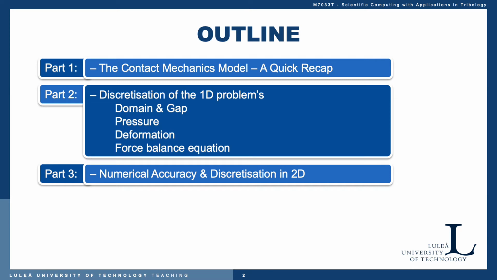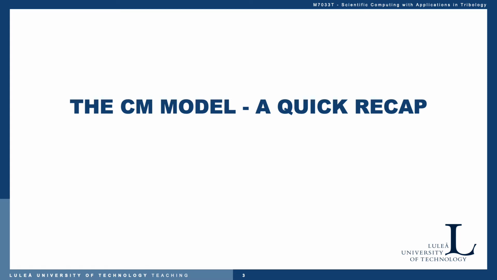So the outline of this video will be first a recap on the contact mechanics problem, and then how to discretize it. And we do that step by step by considering the domain and the gap between the surfaces, then the deformation, and then the force balance equation, and then the whole contact mechanics problem is formulated in a discrete form. We will also discuss a little bit about numerical accuracy. It is time to sum up, so we will have a look at the full discretized 1D contact mechanics model, and then a little bit about accuracy and how to discretize in 2D.